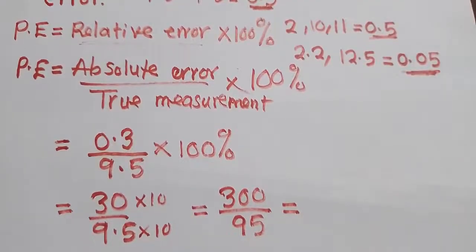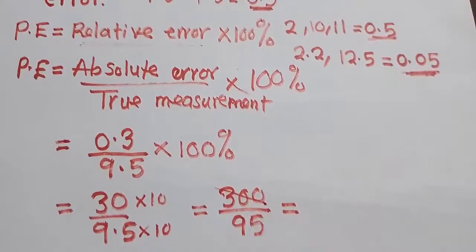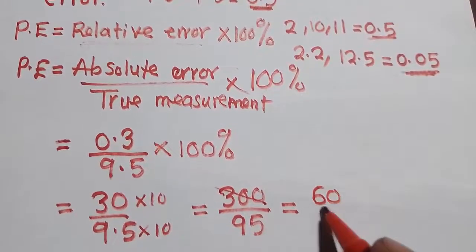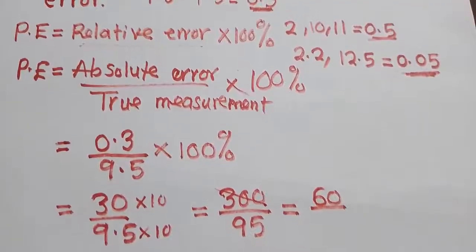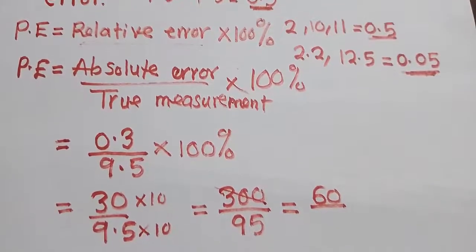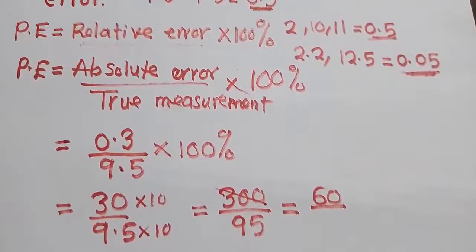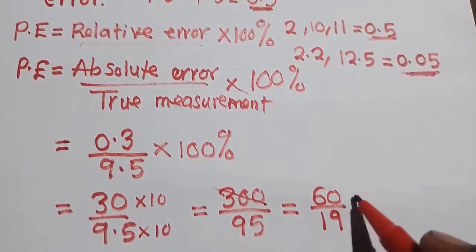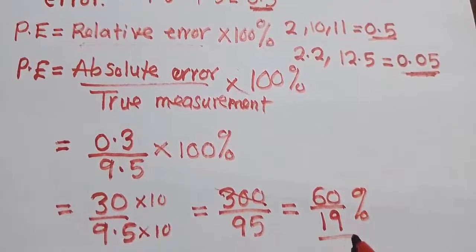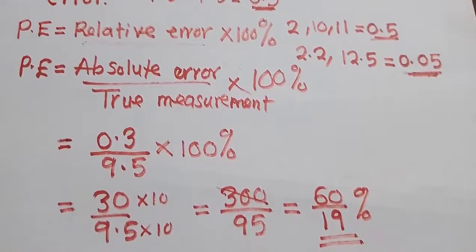So which number can go into 300 and 95? It is 5. So when you say 300 divide 5, it is what? You get 60 over 95. 5 into 95, what are you going to get? It is 19. So 60 over 19. If you cannot further reduce this one, you can just now put the percentage because you cannot reduce it. Have you seen?